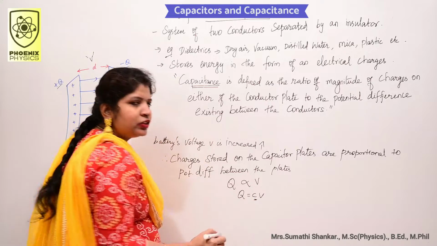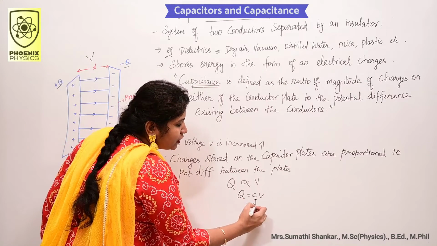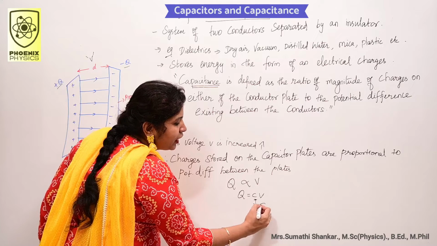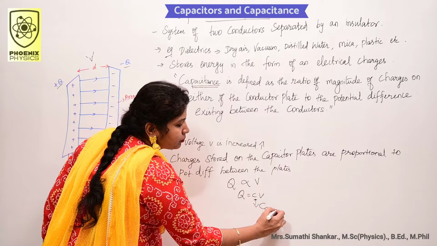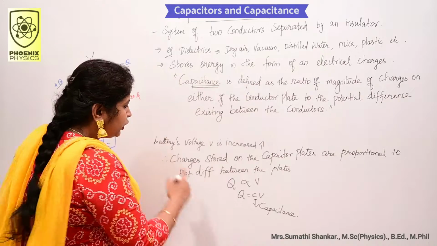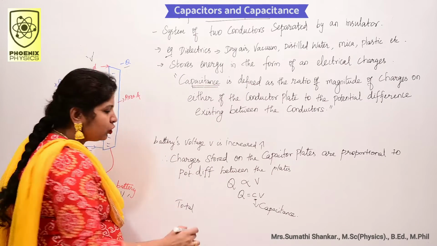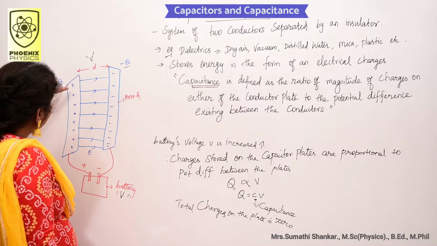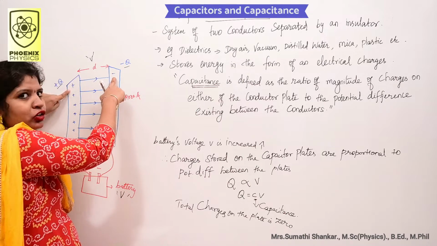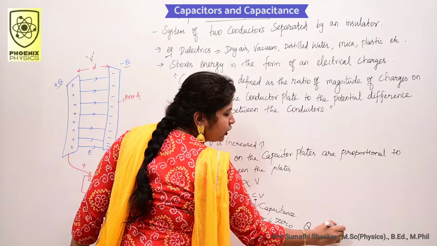What is this C? C is nothing but the proportionality constant, or we can say this constant is capacitance. The total charge on the plate is 0. Why did I say 0? Because here I have plus Q charge and here I have minus Q charge. So Q minus Q is equal to 0.